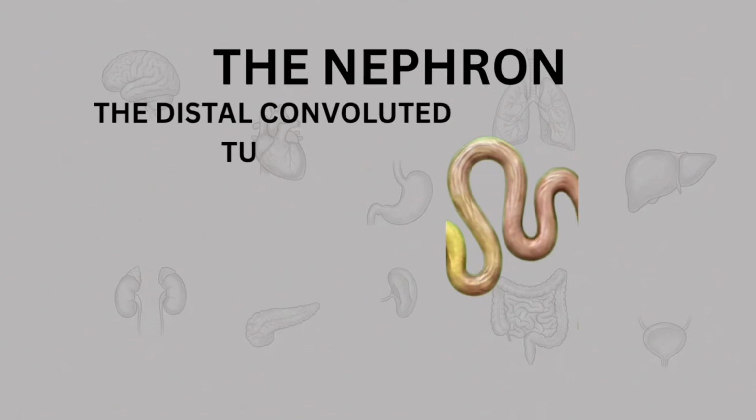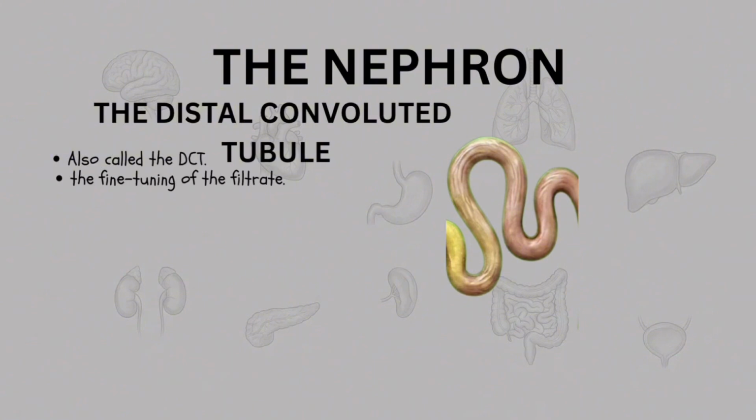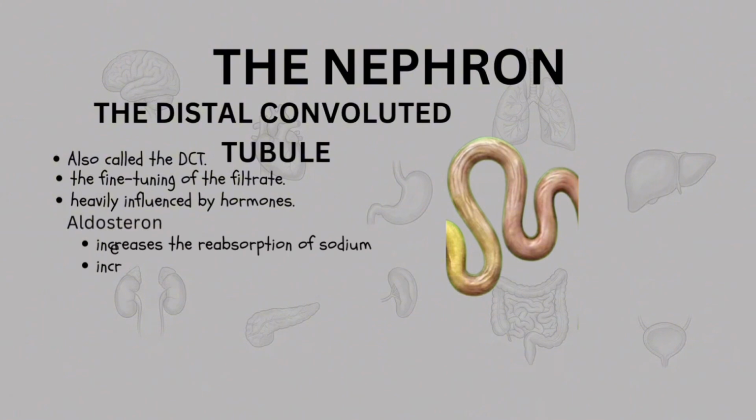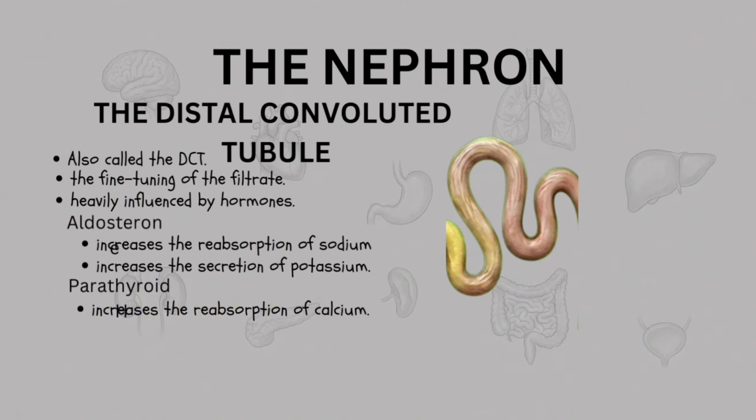The distal convoluted tubule. The filtrate enters the distal convoluted tubule, commonly called the DCT. This segment is responsible for the fine-tuning of the filtrate. The DCT is heavily influenced by hormones. For example, aldosterone increases the reabsorption of sodium and increases the secretion of potassium. Parathyroid hormone increases the reabsorption of calcium. This means that the DCT helps maintain the body's electrolyte balance.